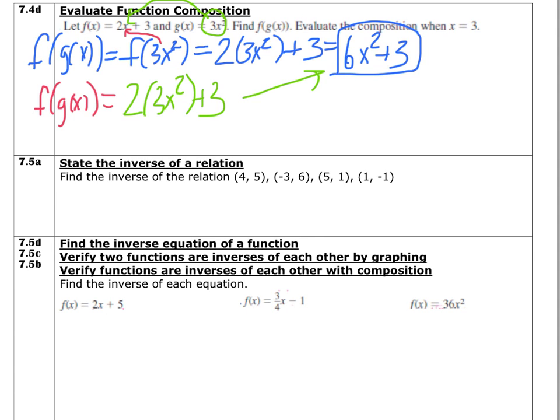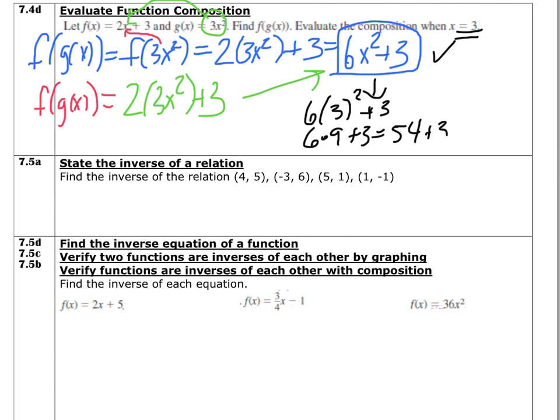Now they want us to take this answer right here and see what the answer is when x is 3. So let's do that. 6, 3 squared plus 3. Don't forget your PEMDAS or order of operations. You must do 3 squared first. 3 squared is 9. So this is 6 times 9 plus 3, which is 54 plus 3, which equals 57.